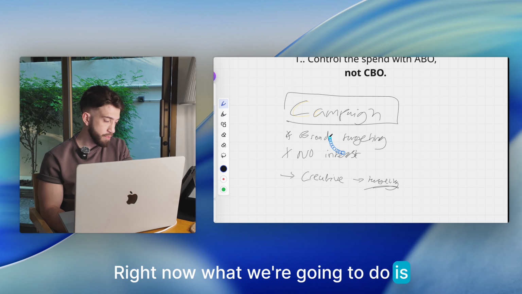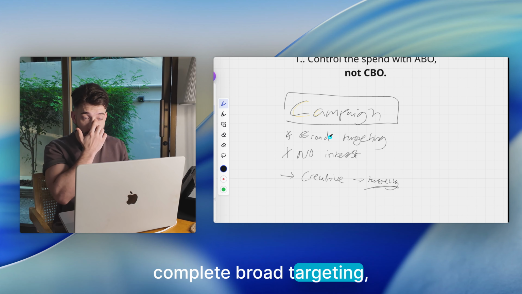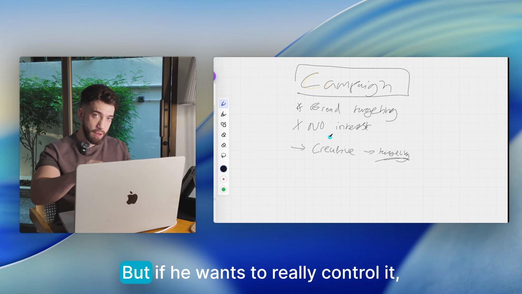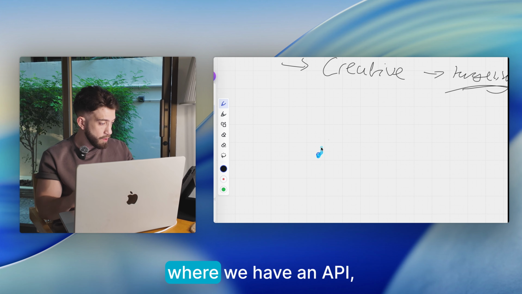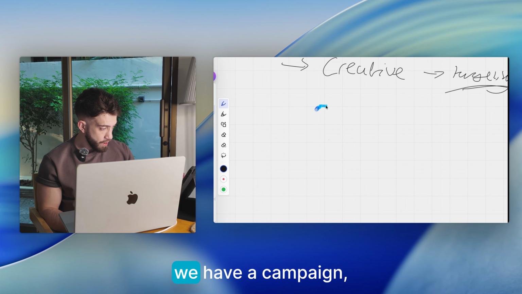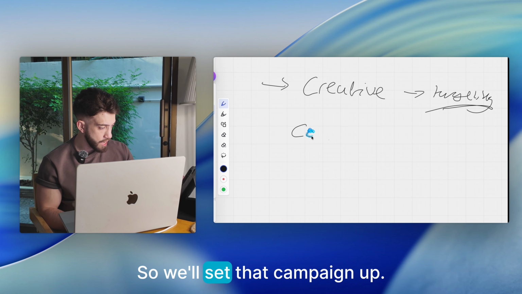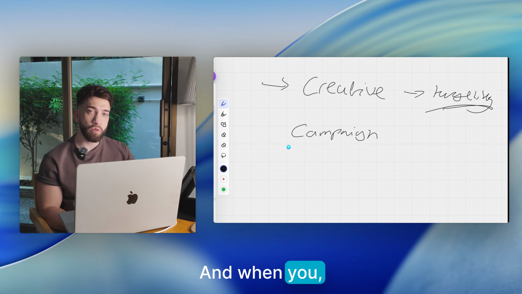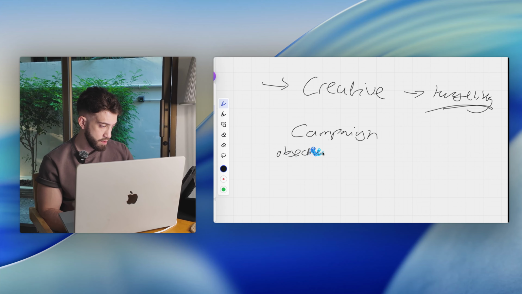Now, what we're going to do is set a campaign with completely broad targeting, no interest, and we're going to lead it by creative. The reason we do this is that when we have an ABO, we have a campaign, right? So it's up here, the campaign. So we're going to set that campaign up. And the only thing you want to control in the campaign is the objective, right? Which is going to be leads.